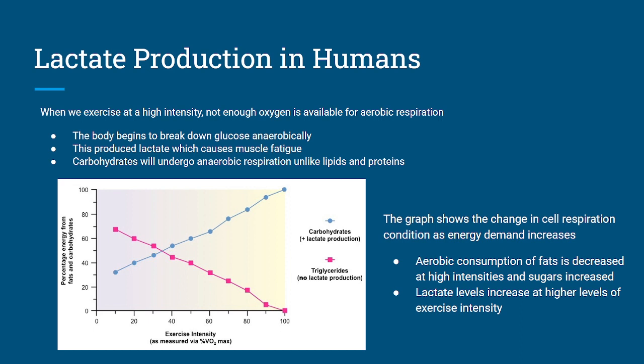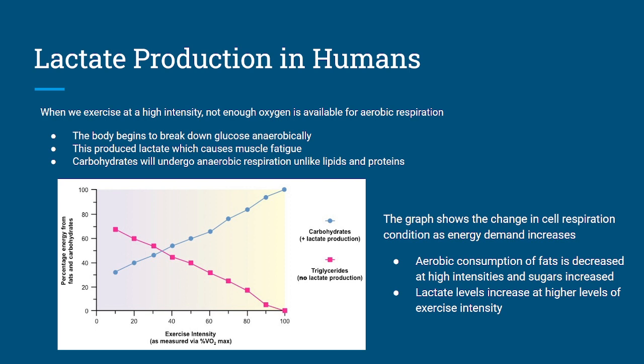When studying the lactate production in humans, we realize that as we exercise at a very high intensity, not enough oxygen is available for us. Therefore, we must resort to anaerobic respiration also. So the body begins to break down glucose anaerobically, which is a carbohydrate. These carbohydrates will undergo anaerobic respiration, unlike lipids and proteins, which usually do not. This produces lactate, which causes muscle fatigue.